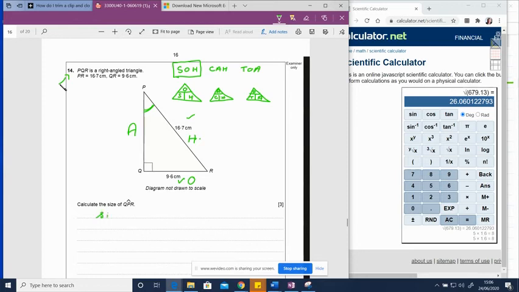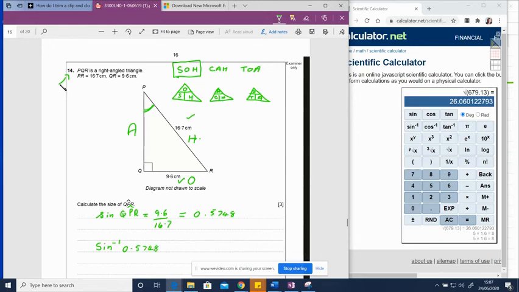So I can say that the sine of angle QPR is equal to the opposite over the hypotenuse. So the opposite is 9.6 over the hypotenuse, which is 16.7. And if I plug that into my calculator, it gives me the number 0.5748. So the sine of the angle is that number, 0.5748. To find the actual angle, we have to find the arcsine, the sine to the power of -1, of that number, 0.5748.